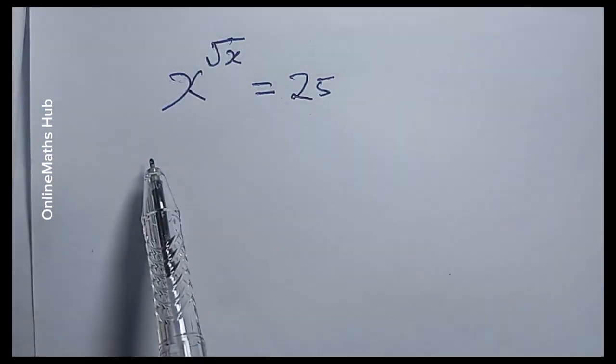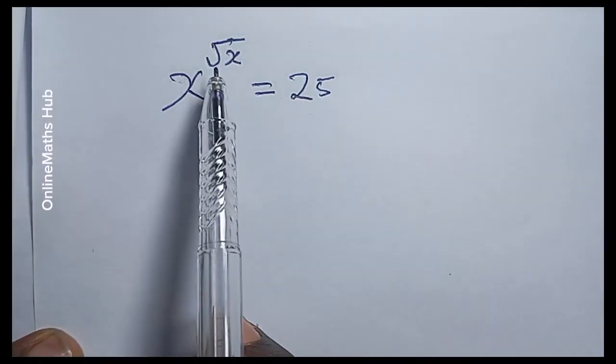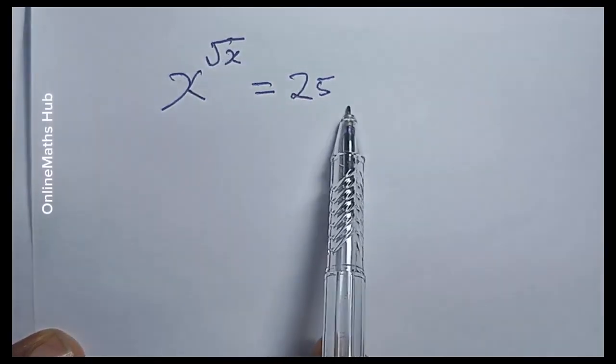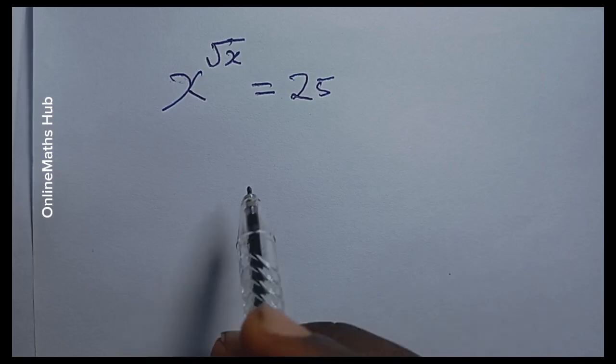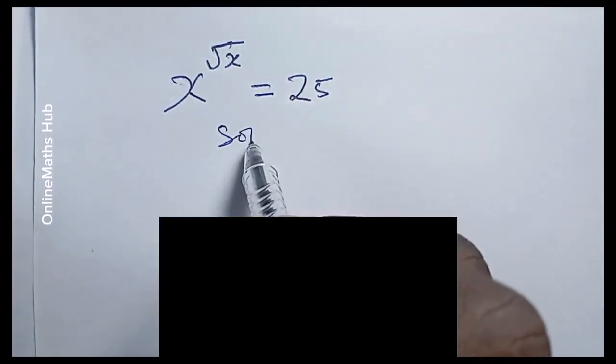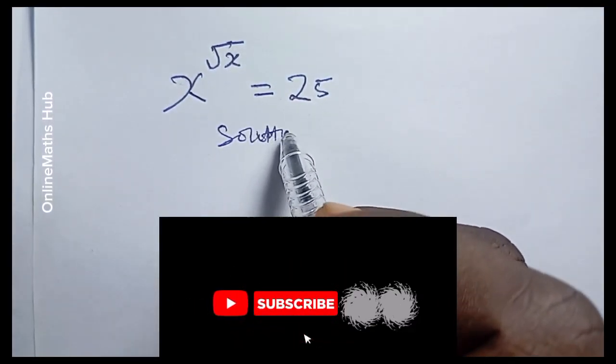We're going to be solving this equation right here: x power root x is equal to 25. This is a typical math Olympiad past question, so you want to follow through to see how you can actually solve that. Okay, so let me write the solution.